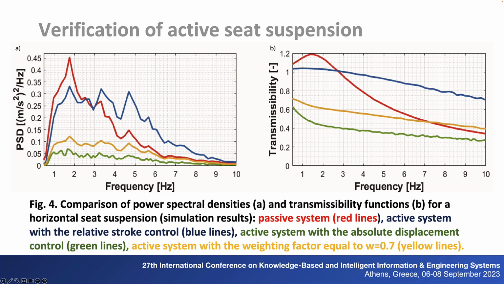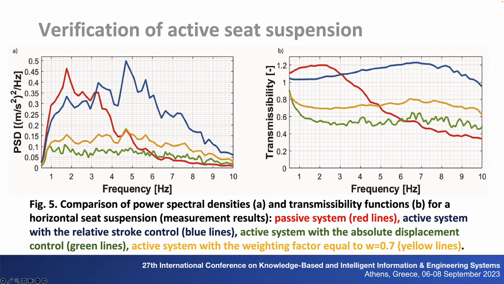The vibration transmission through an active suspension with the weighting factor equal to W = 0.7 points out a compromise between the above-mentioned versions of the proposed control strategies, yellow lines. This control policy increases both the isolation of a suspended body against harmful vibrations and the ability to steer the vehicle when it's moving over rough terrain.